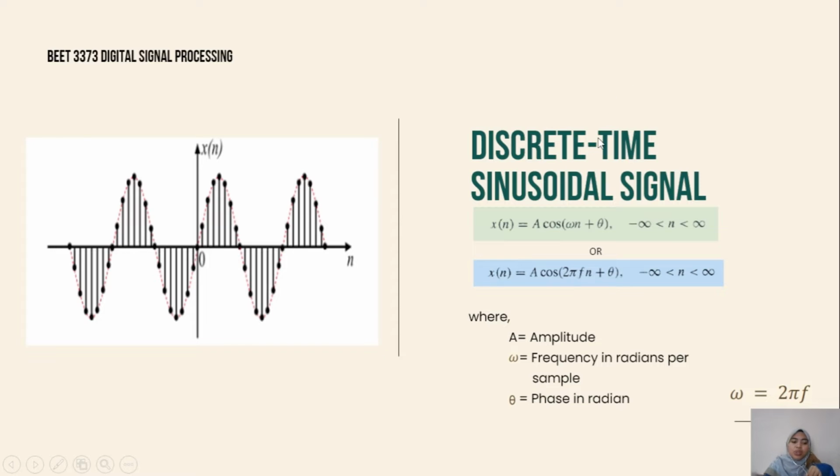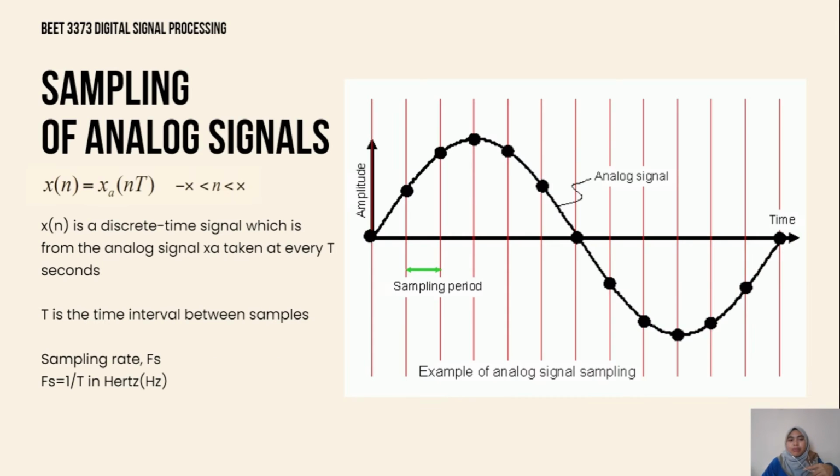The difference between these two types of signal is that a continuous time signal has values for all points in time in some interval, but a discrete time signal has values for only discrete points in time. Next, sampling of an analog signal. This is the example of uniform sampling, and this is the formula.